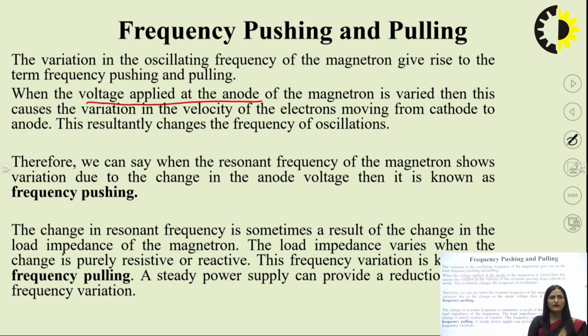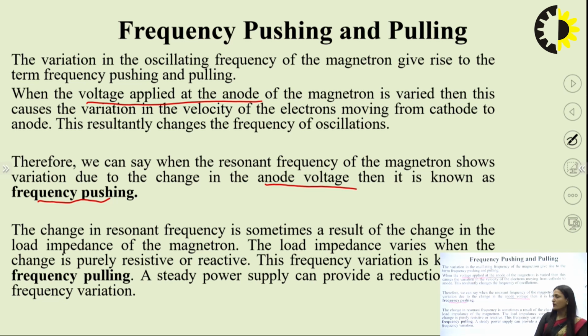Therefore, we can say when the resonant frequency of the magnetron varies due to a change in the anode voltage, it is known as frequency pushing. Why pushing? Because we are giving some external supply, and from this external supply the oscillations are going to change. It means an external factor will affect the change in the frequency of oscillation, right?